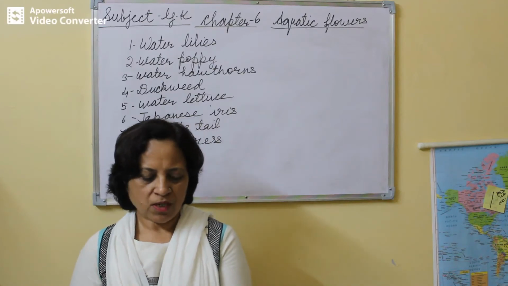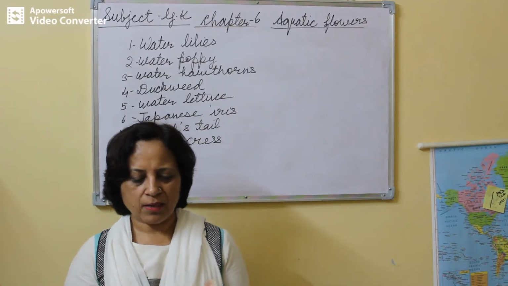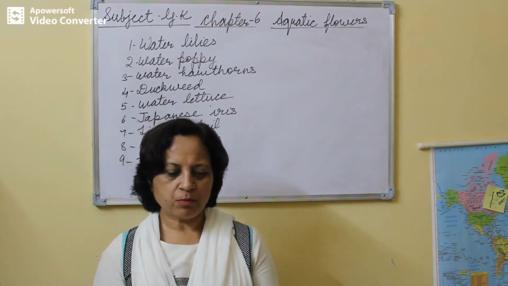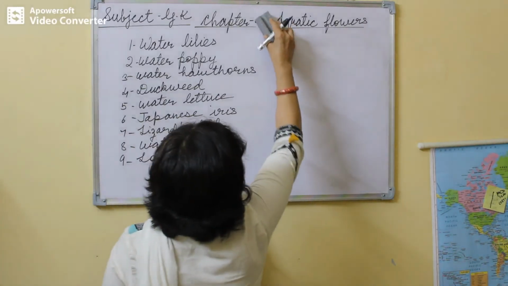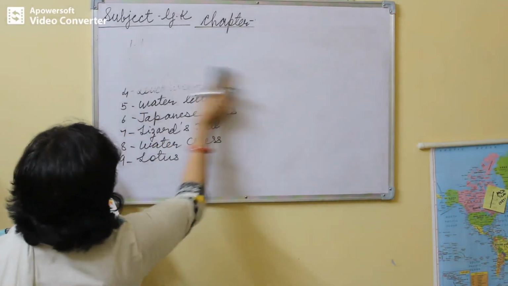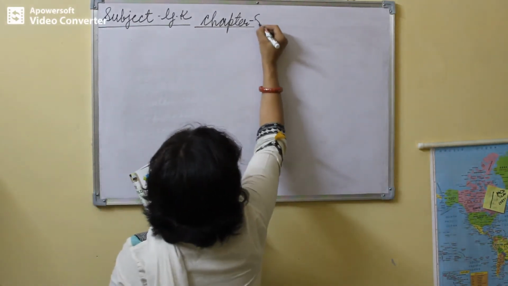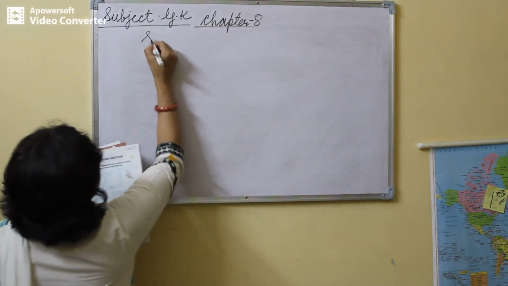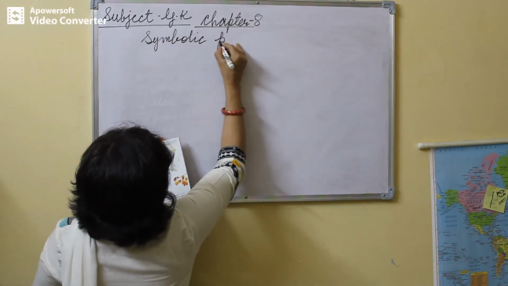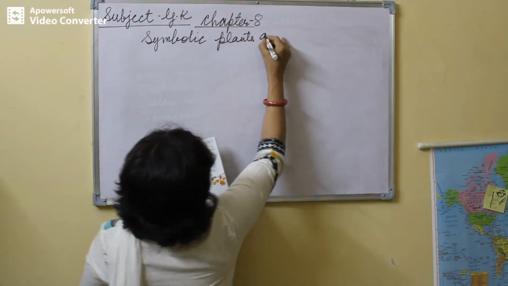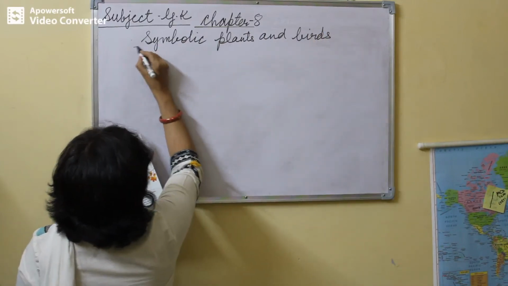Okay. Now coming to the next chapter, that is chapter 8, symbolic plants and birds. Children, chapter 7, Born to Roar, is omitted. Okay. Now coming to chapter 8, symbolic plants and birds. We will study about plants and birds.